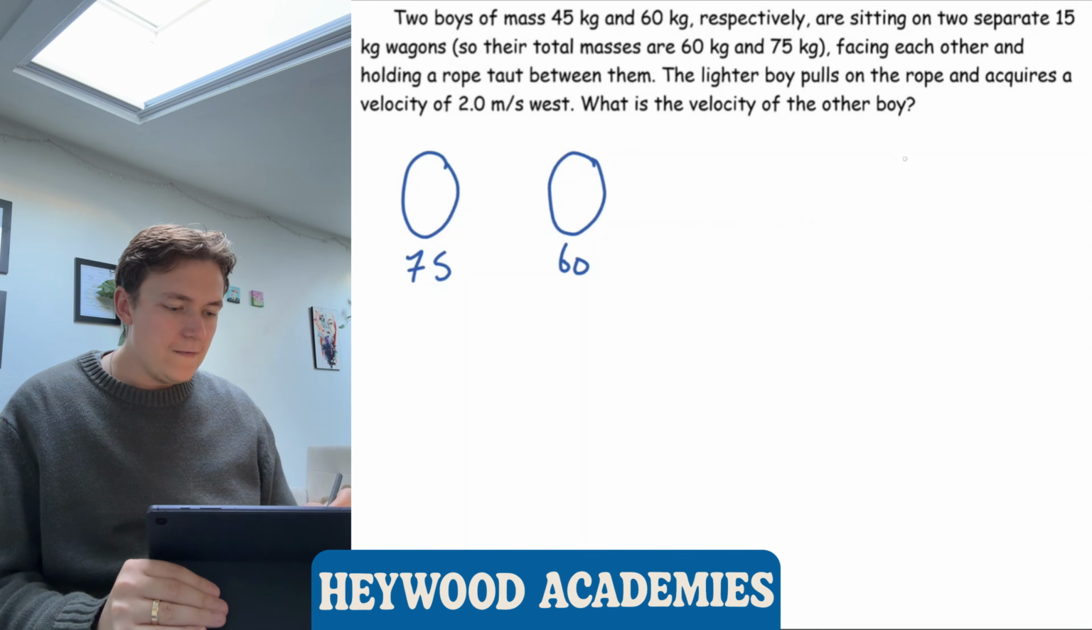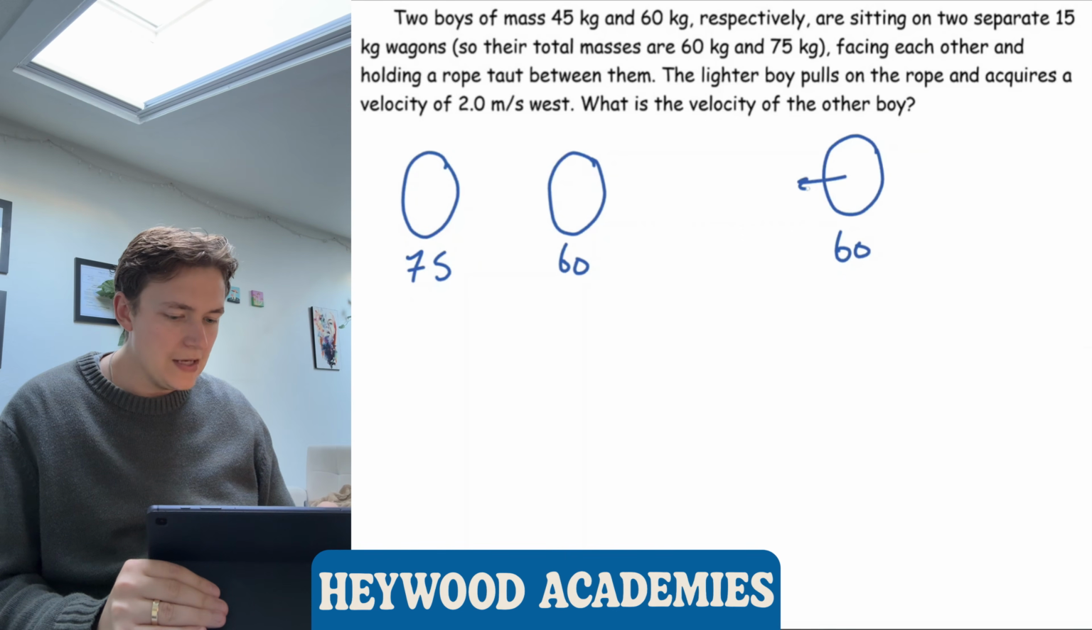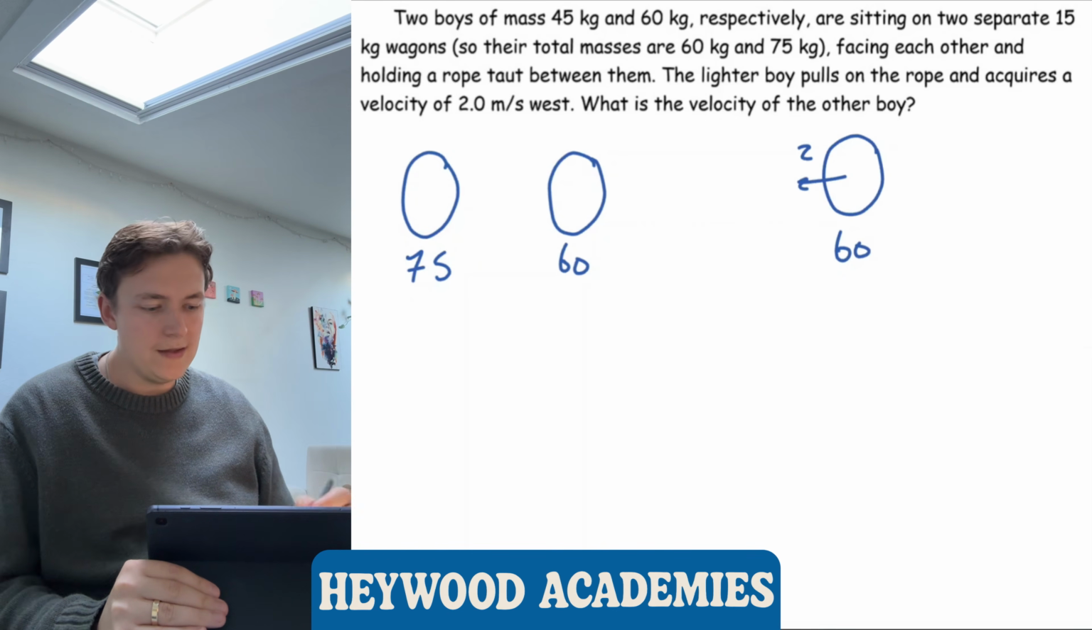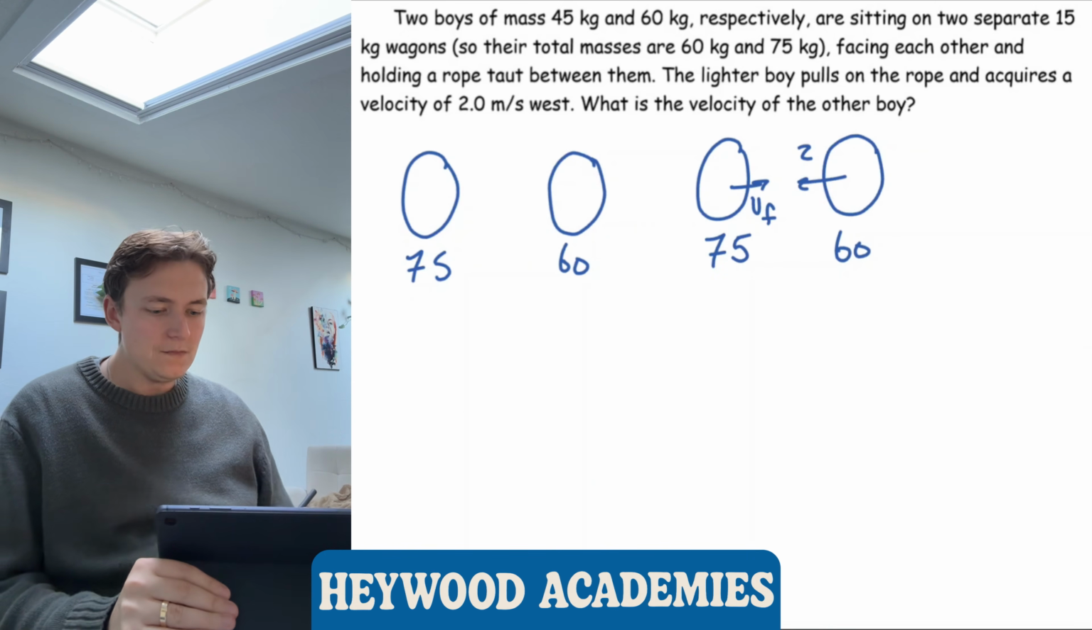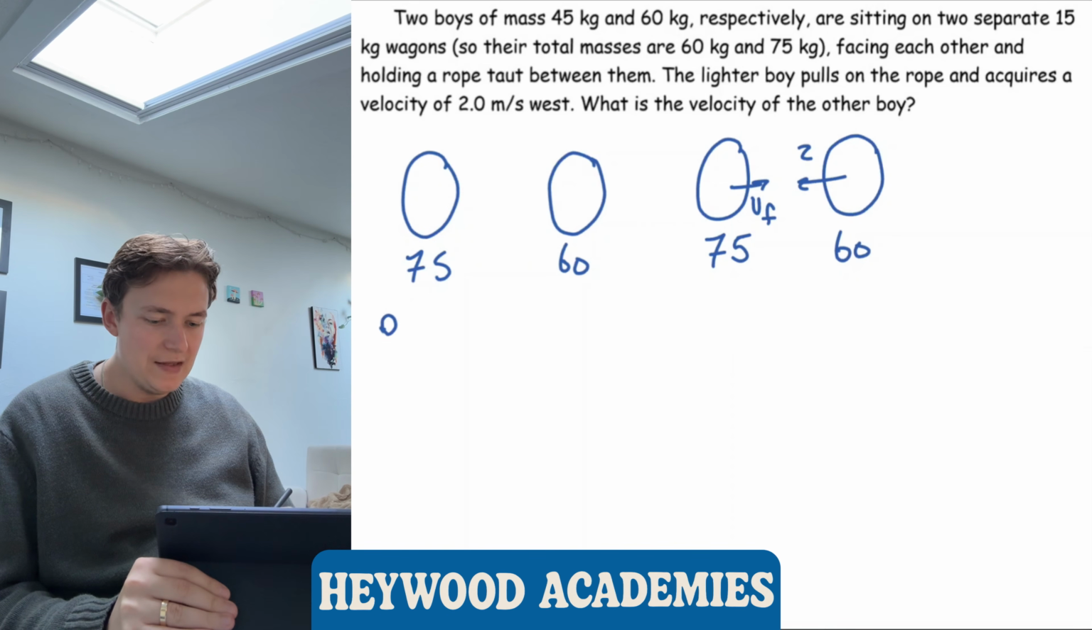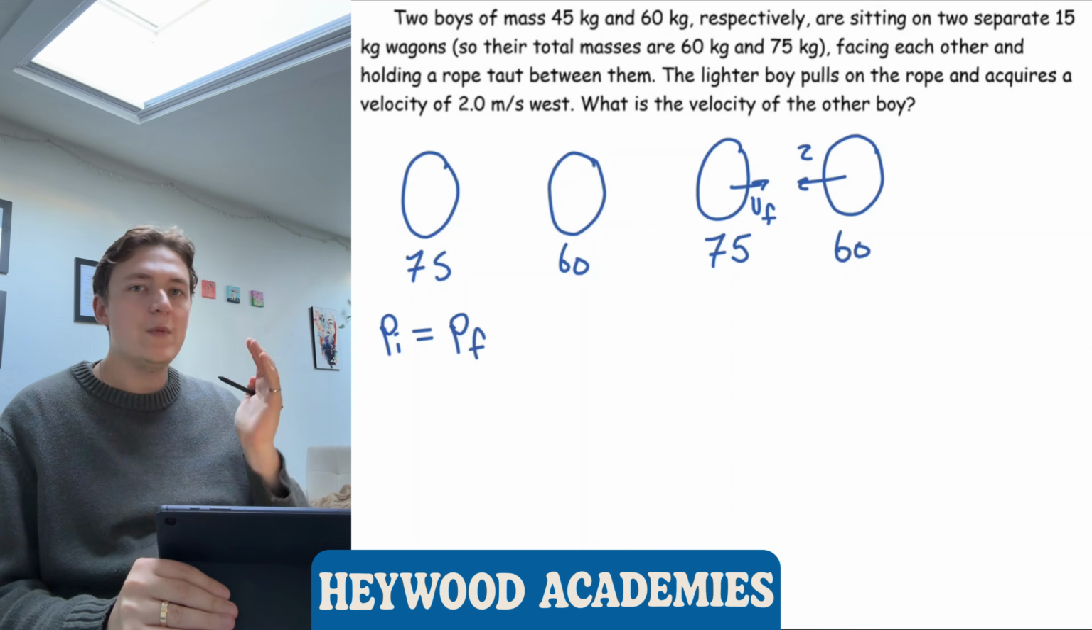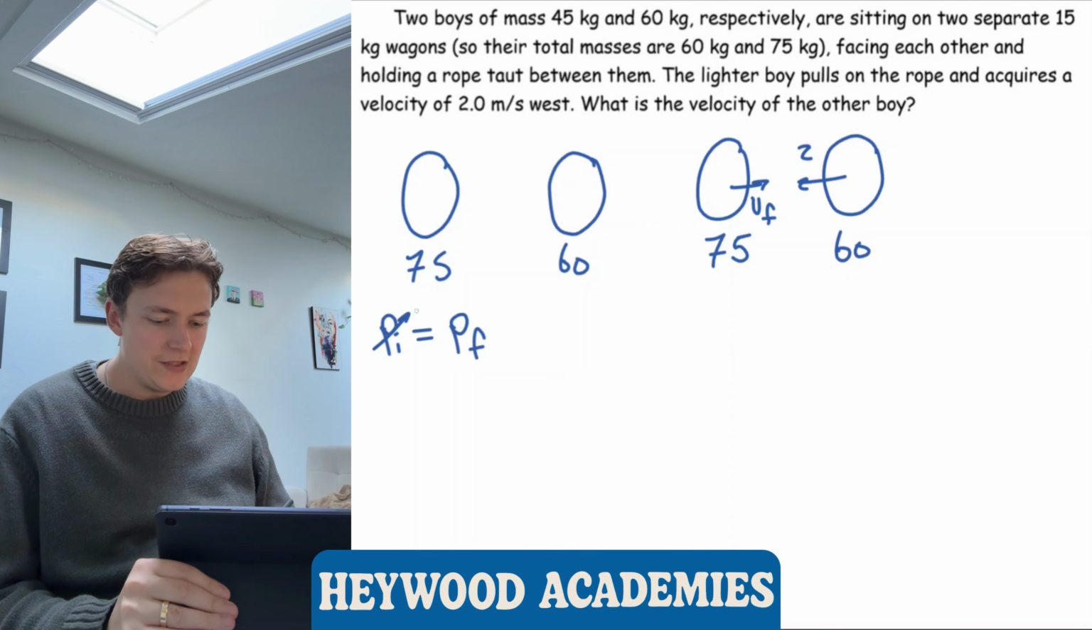And now when we draw our final situation, the 60 kilogram person is going to be moving that way at 2 meters per second to the west. And then we want to figure out how fast this person would have to be moving to balance out our momentums. So if we start the same way we did last time, where we said that the initial momentum is equal to the final momentum, the initial momentum, nobody is moving, so nobody has momentum. So that's just 0. So that means that our final momentum, both of the two terms that show up here, are going to have to cancel each other out.